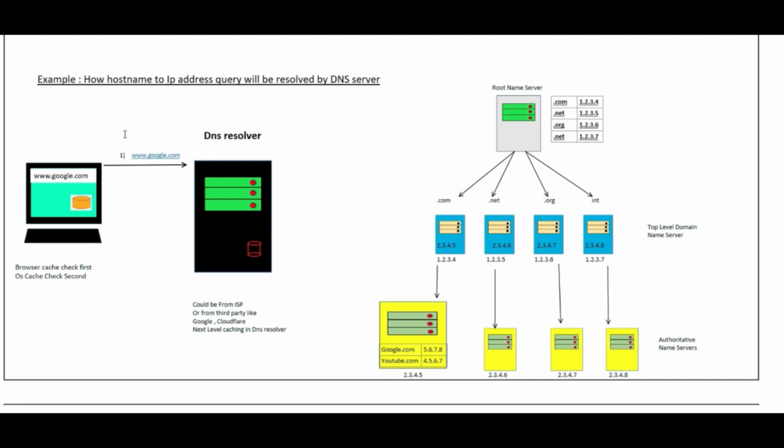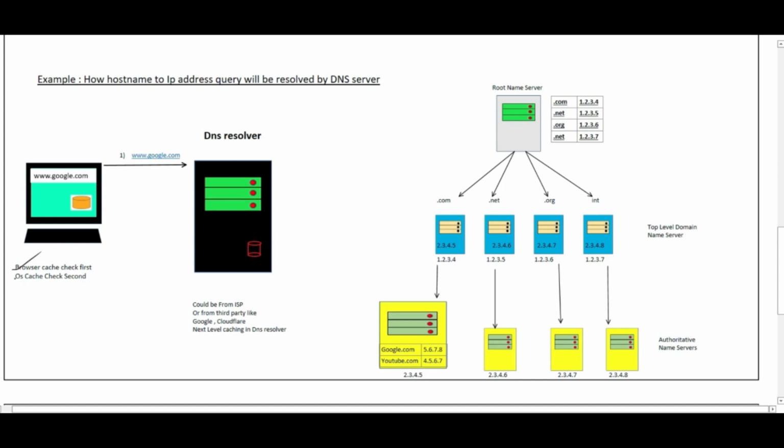Now let's see one example. When the user types www.google.com, what actually happens? When the user types it in the browser, the browser will first check its cache to see whether the mapping is available. If it is not, then at the second level it will check with the OS.